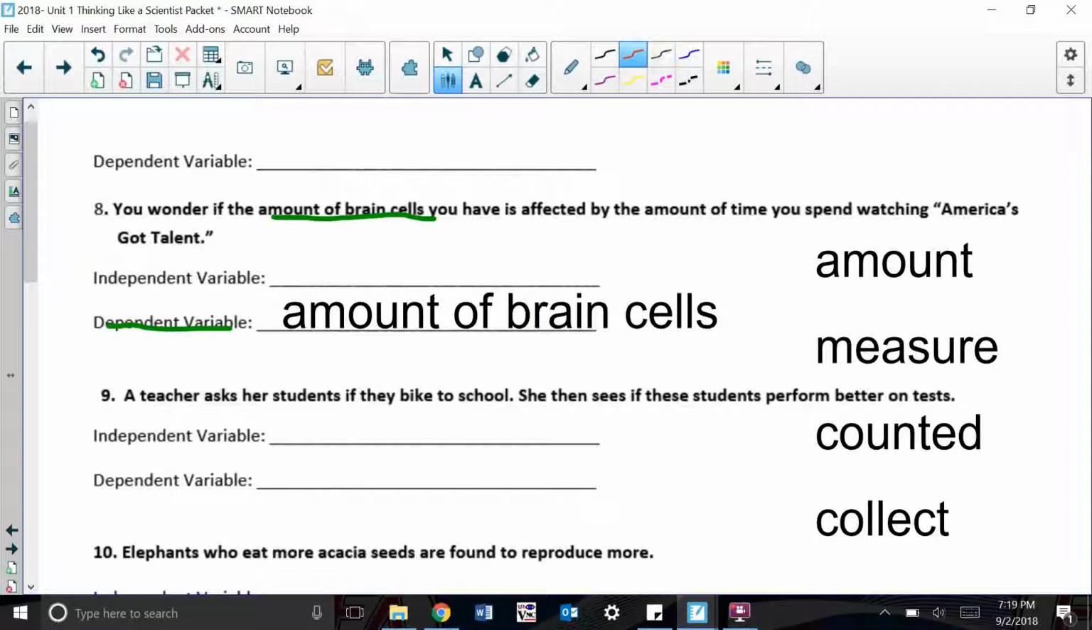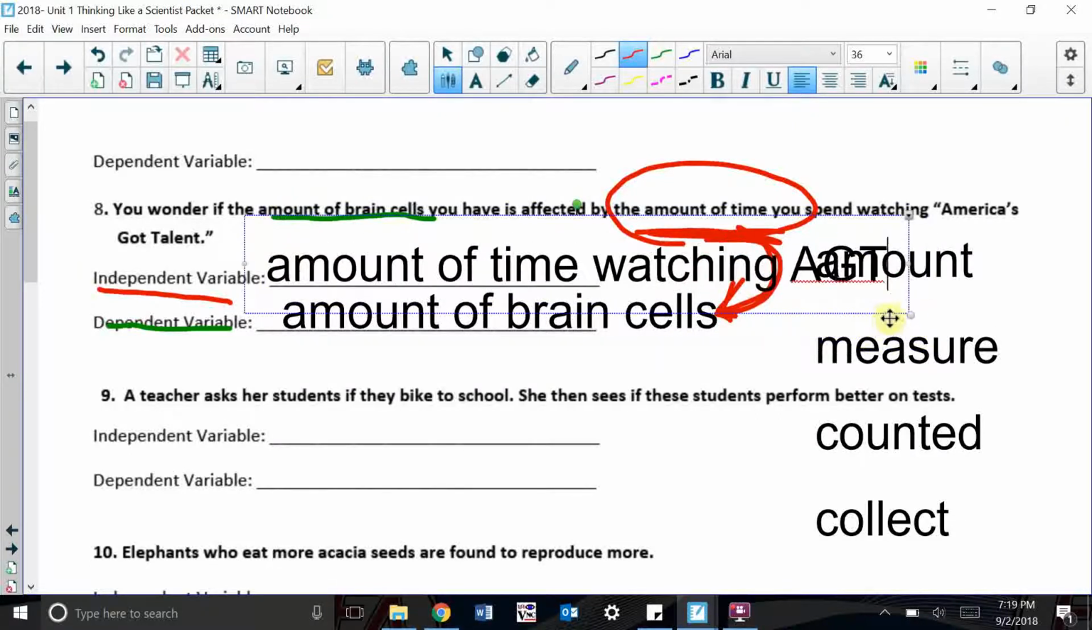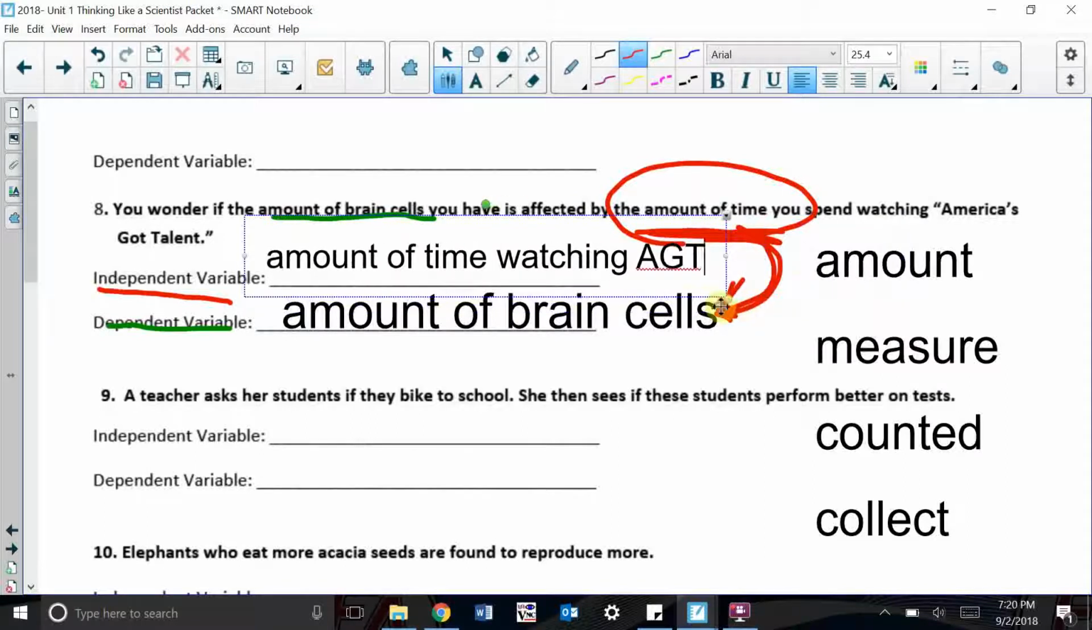For my independent variable, what am I changing from group to group here? I'm going to be changing the amount of time, right? So I want to see if the amount of time I change impacts the number of brain cells I have. So my independent variable is going to impact my dependent variable. I'll get this all out of the way here.